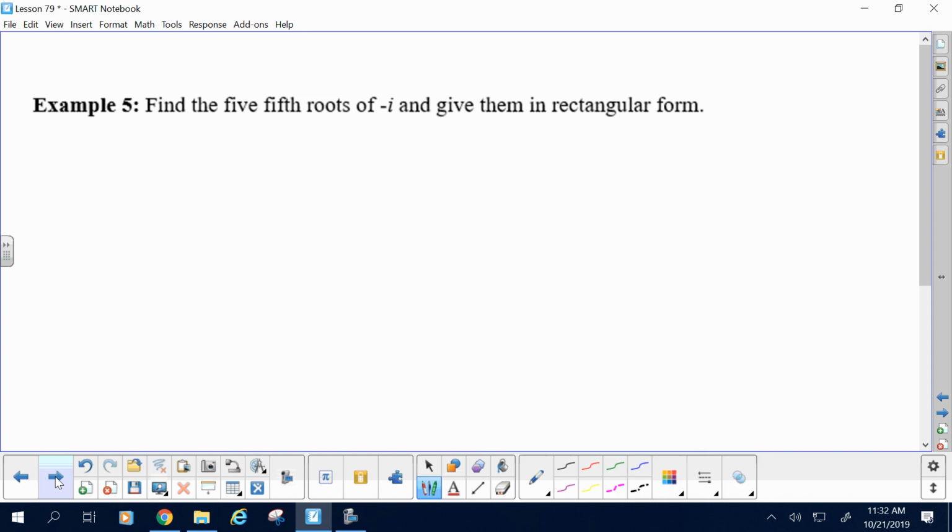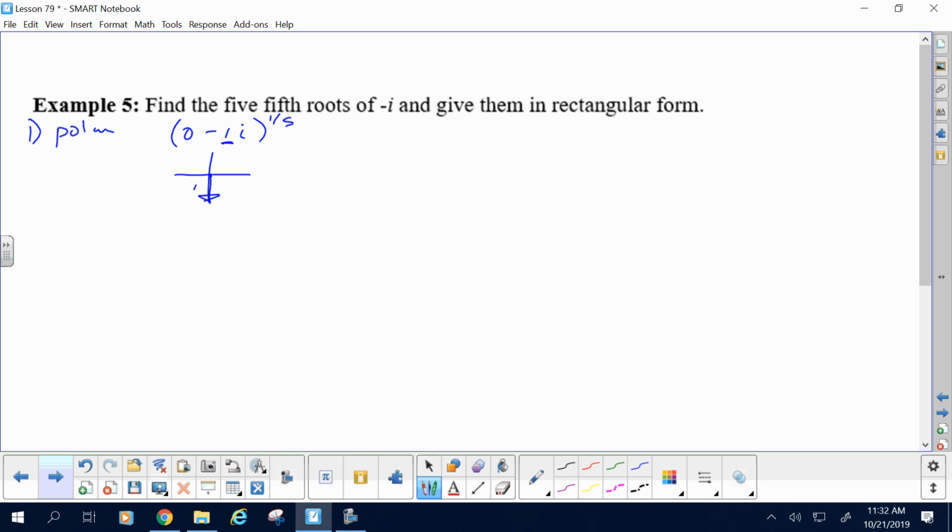All right. Find the 5th roots of negative 1 and give them in rectangular form. All right, so what do I got to do first? You have to go to polar. All right, so polar. 0 minus 1i is really what this is, to the 1/5 power. And we want to put this in polar. If I graph this, is this right, left, up, or down? Down.